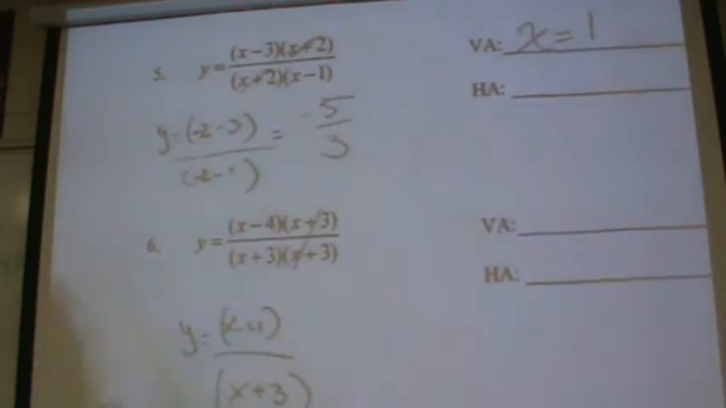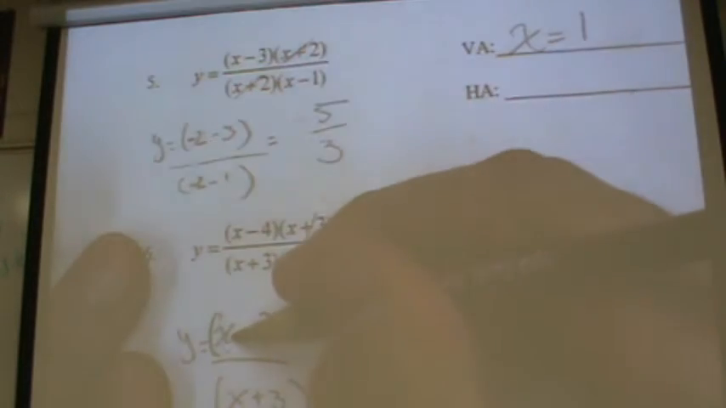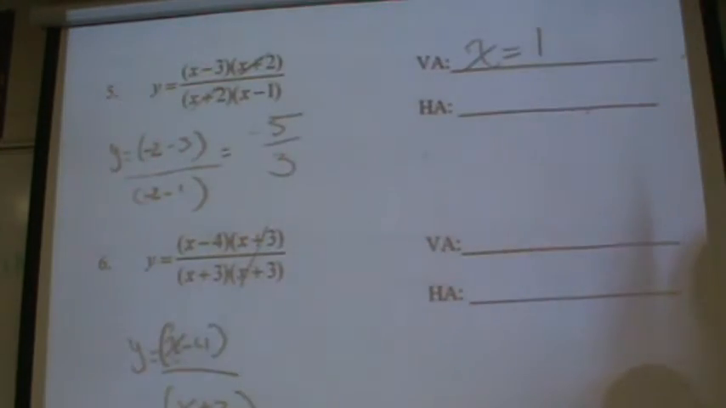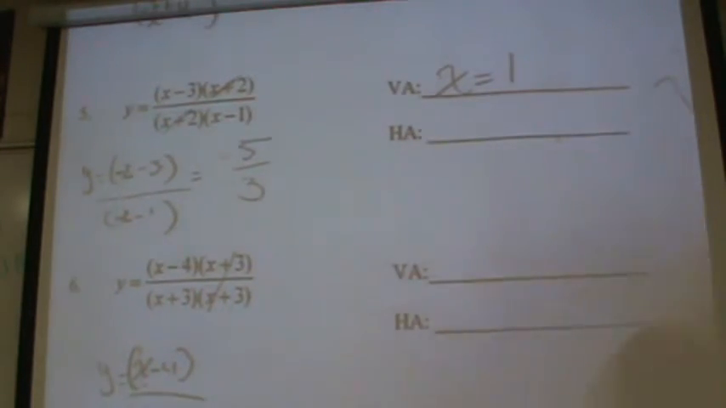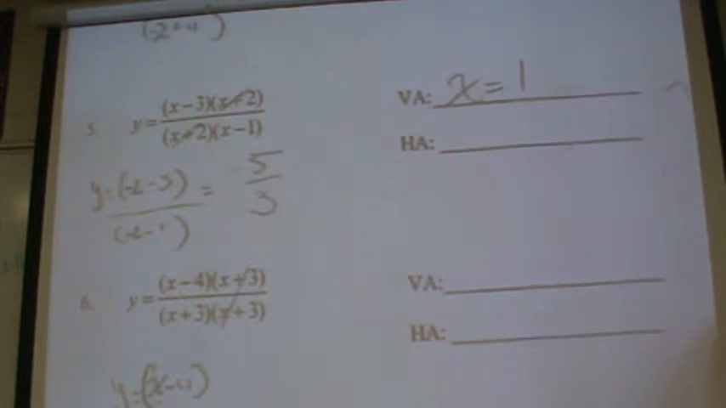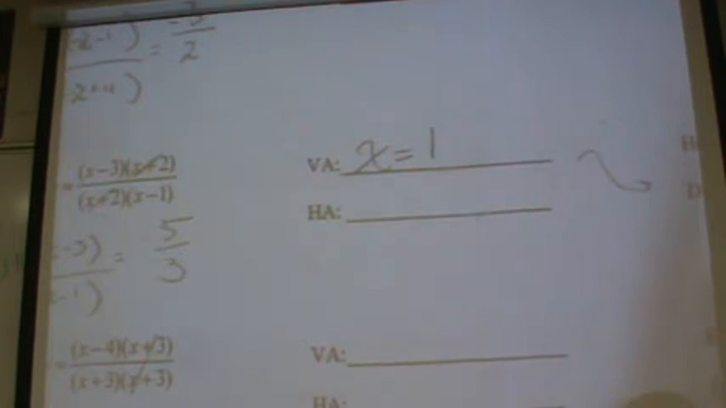Plus 3, just like that. Okay, so does anyone know what the vertical asymptote will be over here? -3. You have the positive 3 over here, you flip the sign, and then this is what you're gonna get.